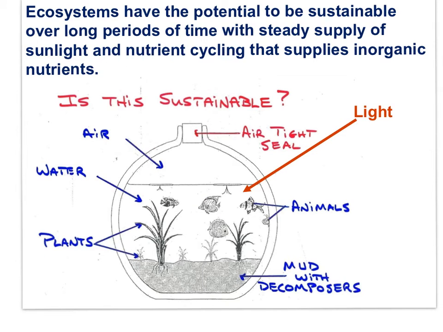The biosphere, the portion of the earth that supports life, consists of interdependent and interrelated ecosystems, terrestrial ecosystems, aquatic ecosystems, oceanic ecosystems, and soil ecosystems. Ecosystems have the potential to be sustainable over long periods of time with steady supply of sunlight and nutrient cycling that supplies inorganic nutrients. Sunlight is a continuous but variable supply of energy, while the supply of nutrients in an ecosystem is finite and limited.